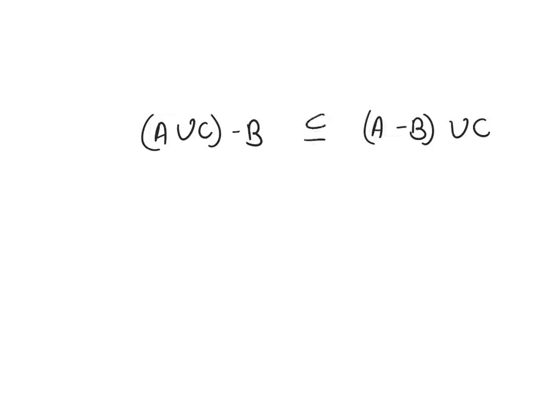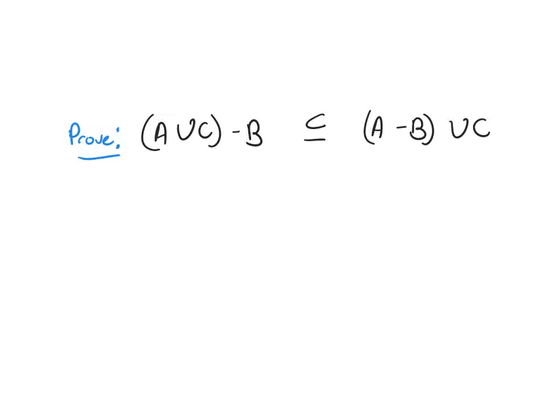So in our last video, we were looking at these two sets, A union C minus B, and A minus B union C, and we looked at the Venn diagrams. Based on the Venn diagrams, we said that the first set is a subset of the second one. So now what I want us to do is actually prove this. So let's prove this right here.